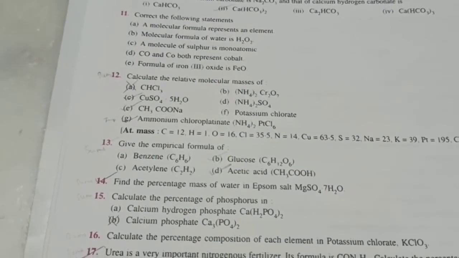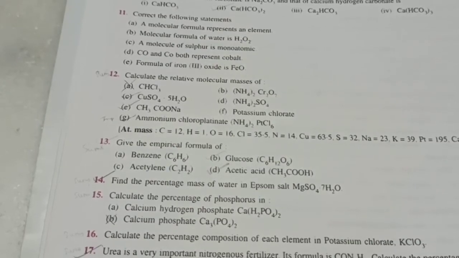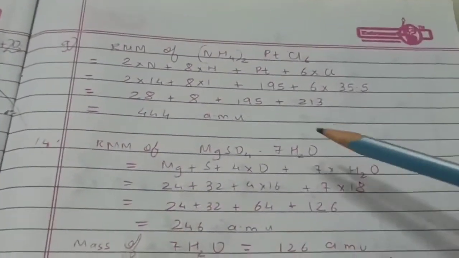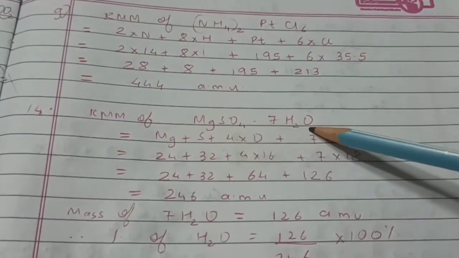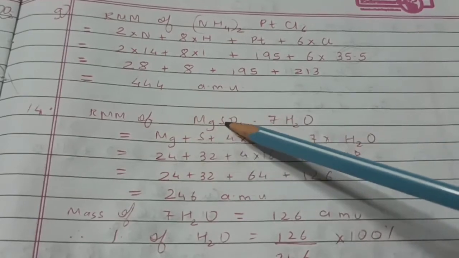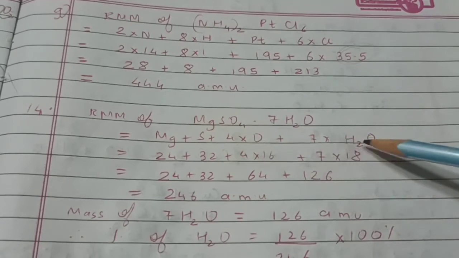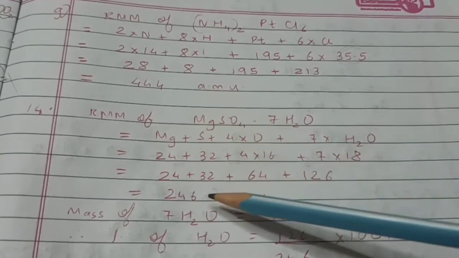Next, let's go for the 14th question, which is find the percentage mass of water in Epsom salt. Well, the molecular formula is given. So first of all, we will find the relative molecular mass of magnesium sulfate. This is the water of crystallization, of course. We'll do the 13th sum in a bit. So again, 1 atom of magnesium, 1 of sulfur, 4 of oxygen, and 7 molecules of water, which is 18 always. Substitute the values and we get 246 AMU.